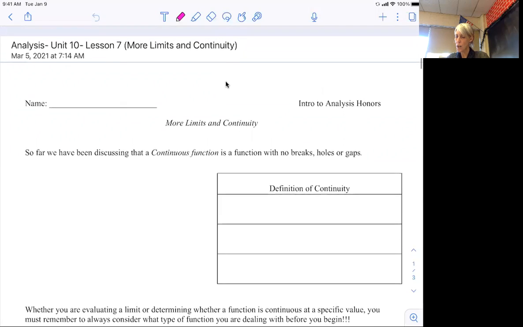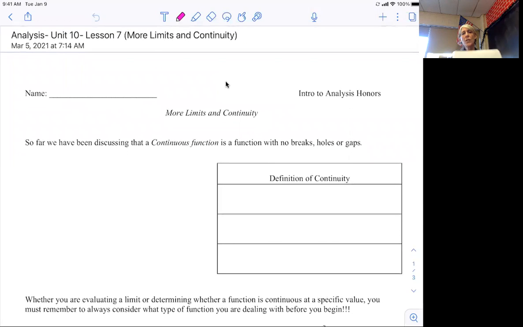Hi guys, today we're on Unit 10, Lesson 7, and we're discussing more limits and continuity, just because this is a pretty tricky subject, so I figured we'd devote a second day to it.